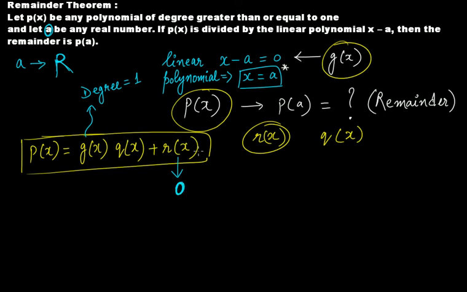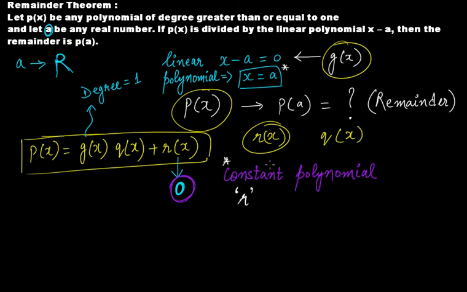So here the degree of R(x) has to be 0. It means that if the degree of a polynomial is 0, we are talking about a constant polynomial. The degree is 0 only in the case of constant polynomials. So in the case of the remainder theorem, your remainder is a constant, and let's denote it by r.